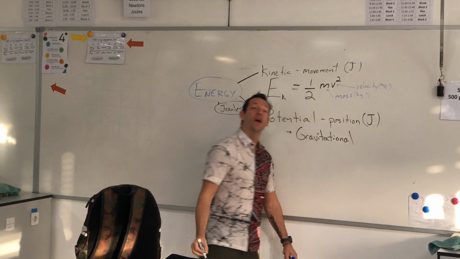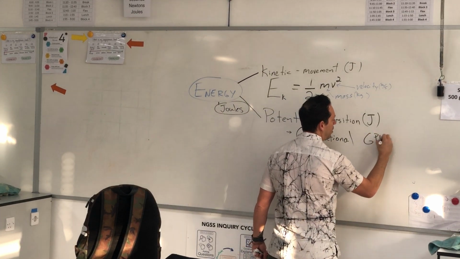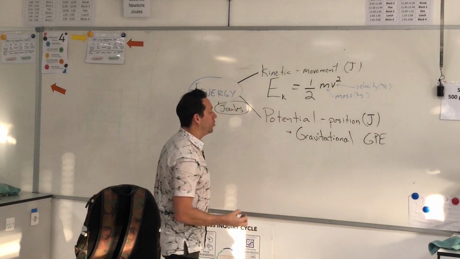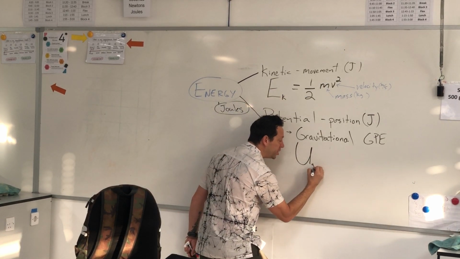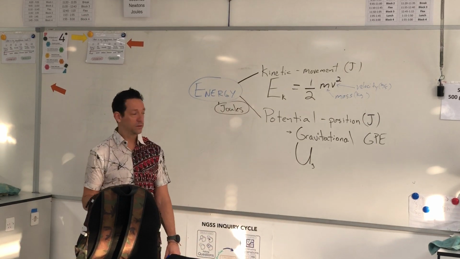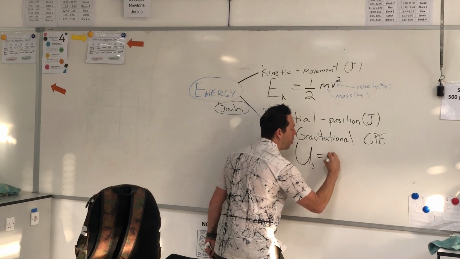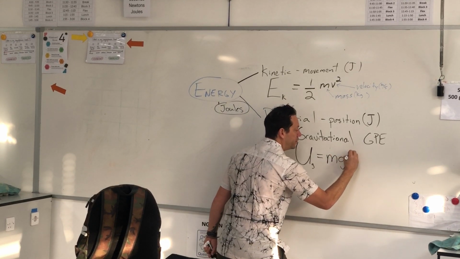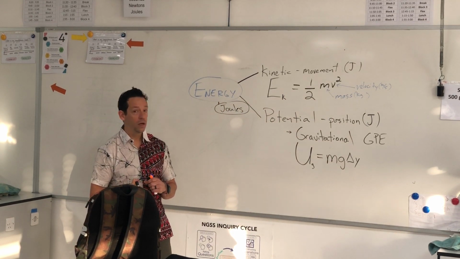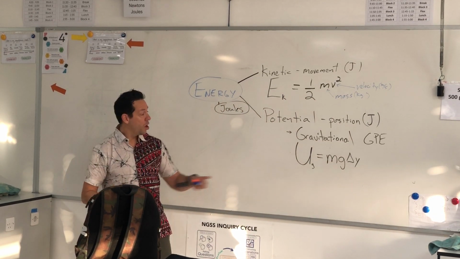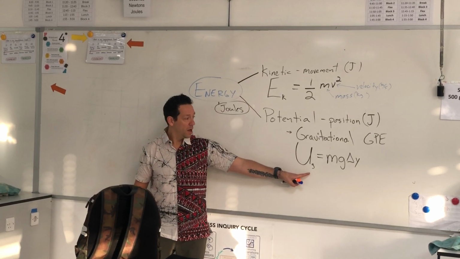Gravitational potential energy. You might see this abbreviated as GPE. We are going to use U, big U, which means potential, and a little g, which means gravitational. And we're going to say that is equal to mg change in y. What's the U? U means potential. So it's gravitational potential energy.